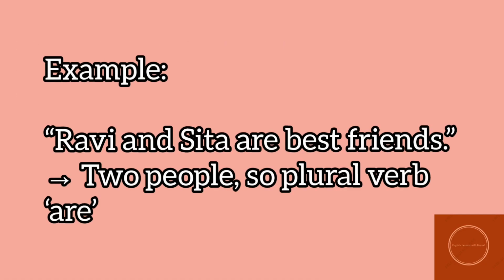Now let me also give you an example. Ravi and Sita are best friends. Here we are talking about two people, so we have two subjects which are joined by the conjunction and. So the plural verb are is used. So for two subjects, a verb is used which can be used for both of them. I hope this is also clear.